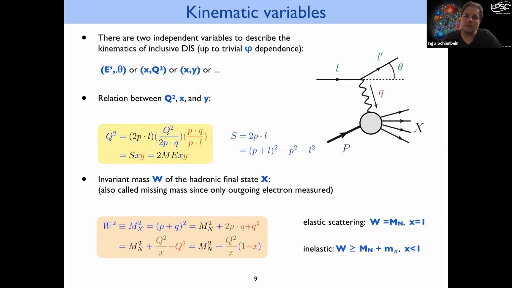For example, if W is just the nucleon mass, which is the case when x is 1, then we have elastic scattering because the nucleon stays intact. And to have an inelastic scattering, we have to produce at least a nucleon and an additional pion. So W has to be at least the nucleon mass plus the pion mass, and that corresponds to an x value which is smaller than 1.